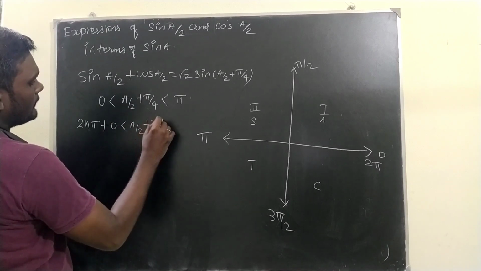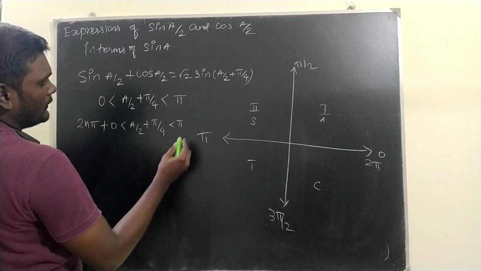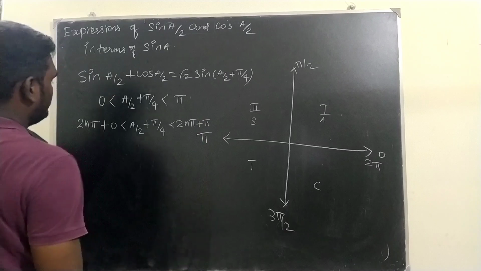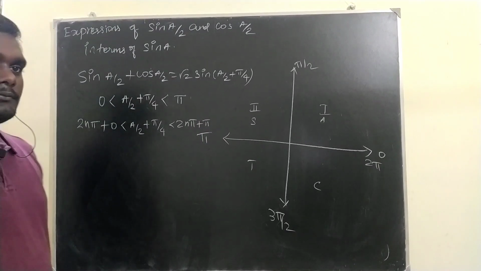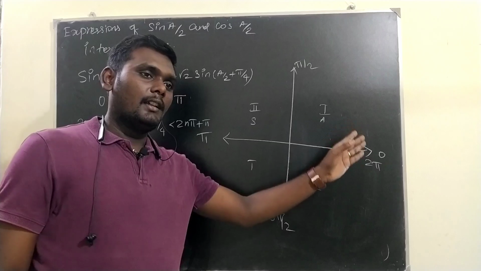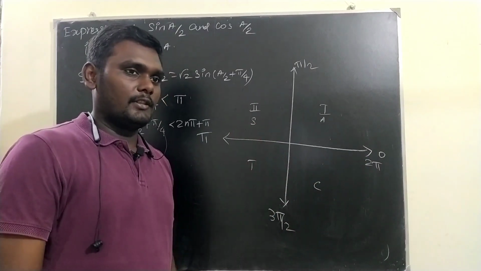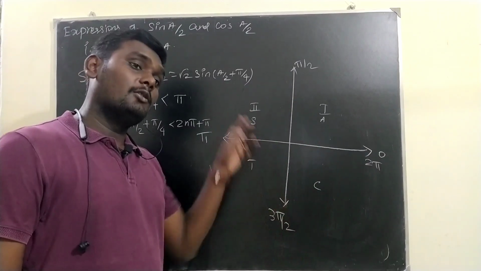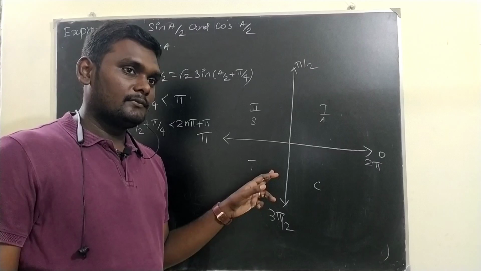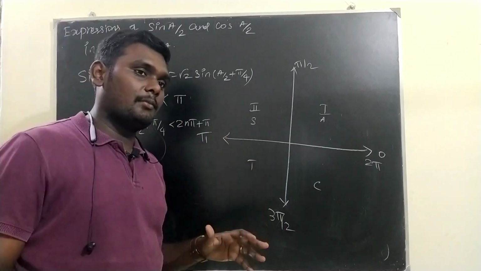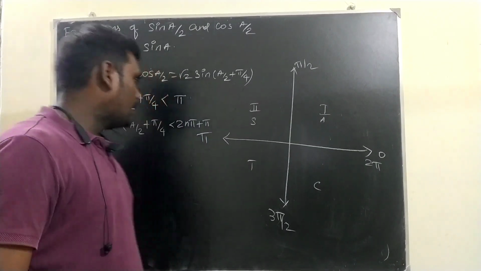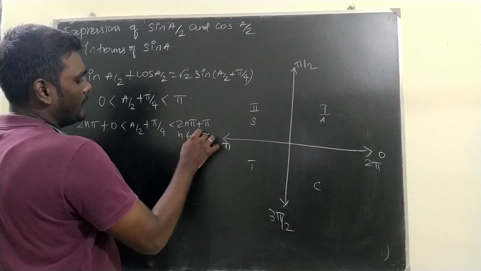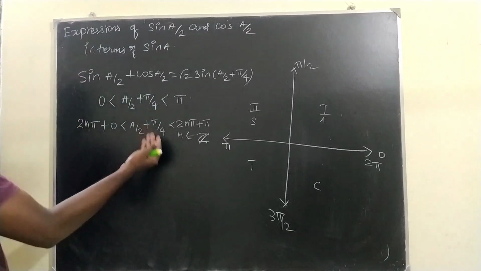Plus A by 2 plus pi by 4 less than 2n pi plus pi. Why is it so? 2n pi means it's a complete solution, the general solution. Not only for this 2 pi, however many degrees it goes, like 1200 degrees and all, we will see. So for that kind of generalization, 2n pi has to be added. That n is an integer here. Okay. Now, we need to figure out the range of A.